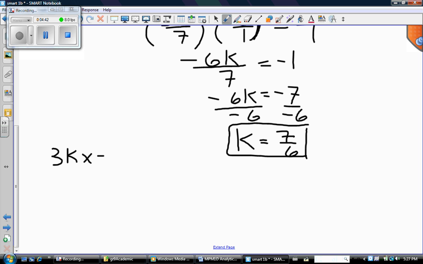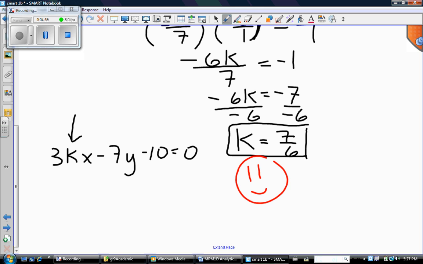So that means in that original equation for line 1, 3kx minus 7y minus 10 equals 0, if I substitute 7/6 for k, this line would be perpendicular to the other line. That's it. All done.